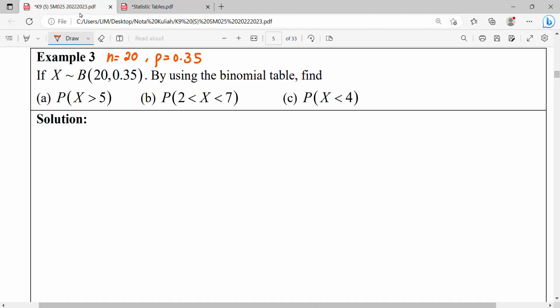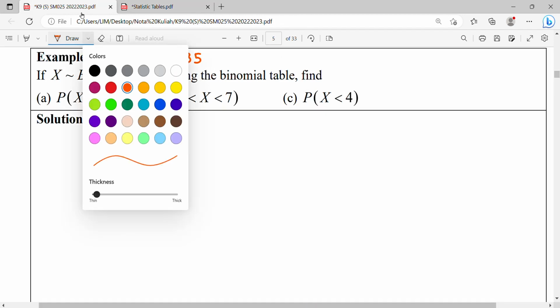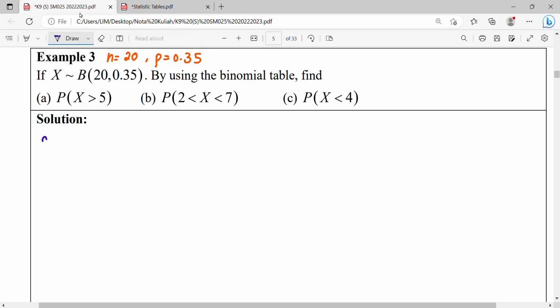So what do you have here? What do you need? For question A, you want x more than 5. You nak lebih dari 5. So you akan start daripada 6, 7, 8 sampai maksimum, betul? So kita akan baca table. Baca table 6. Faham? So jangan silap faham. Ini soalan, ini cara nak baca table.